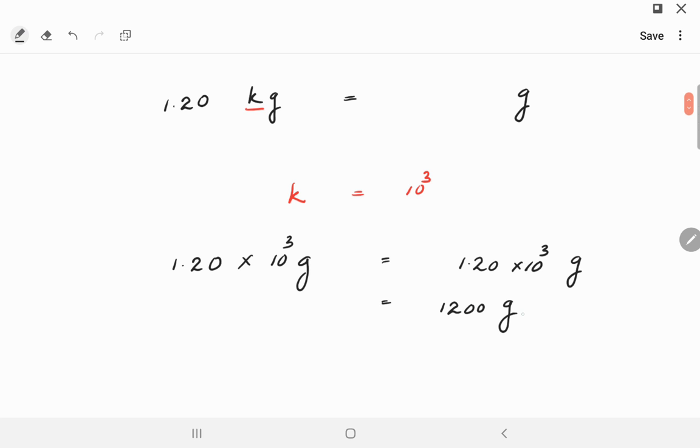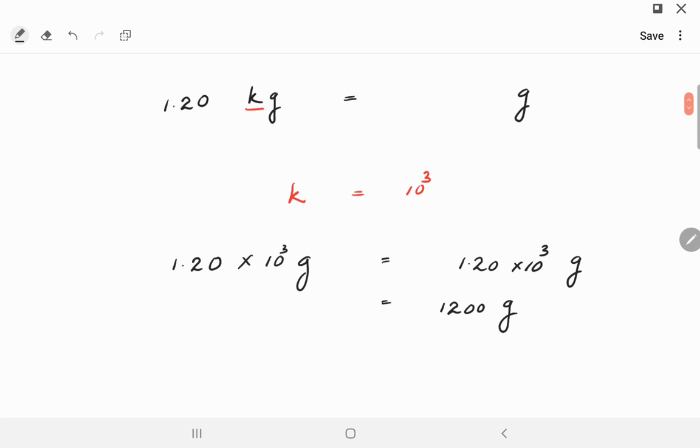It is the same as 1200 grams. Okay, this is one way to do it. How did I do it? I simply replaced the prefix with its numerical value, which is 10 to the power 3. Okay, that is how you do this.